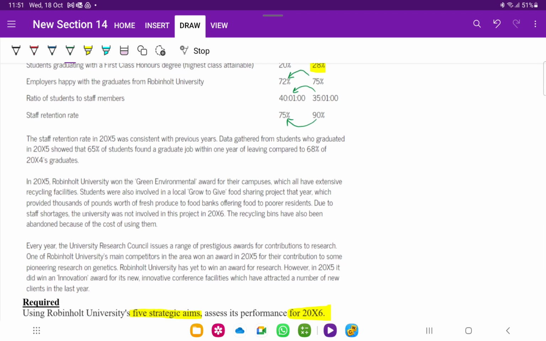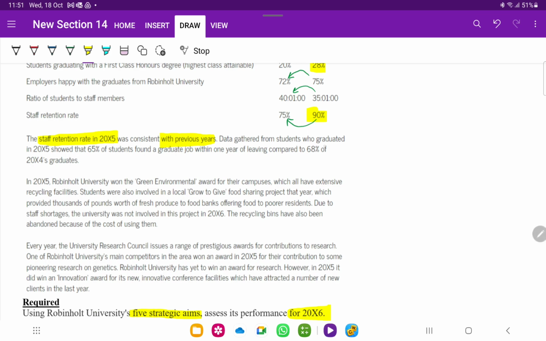The staff retention in 2005. Now, the staff retention in 2005, this year, was consistent with the previous years. That means in the previous years, the retention was approximately 90%. So, actually, something went wrong this year, right?